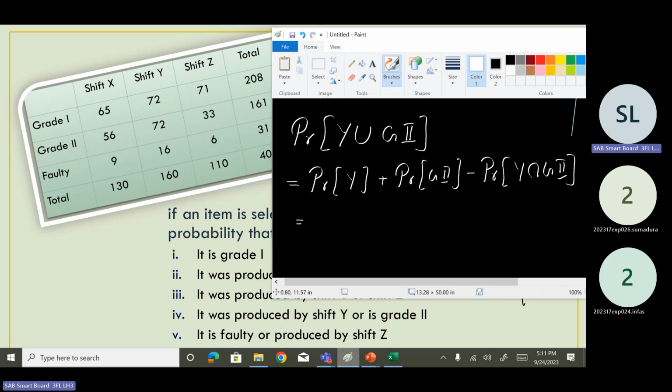Probability of produced by Y, 160 out of 400. Probability of G2, 161. Doesn't matter from where it comes, 161 over 400, minus Y and grade 2. We got 72 such items out of it. So now see, for this calculation, we took this 160, 72 is included. We took this 161, 72 is included. So this is double counted. So we are removing one.